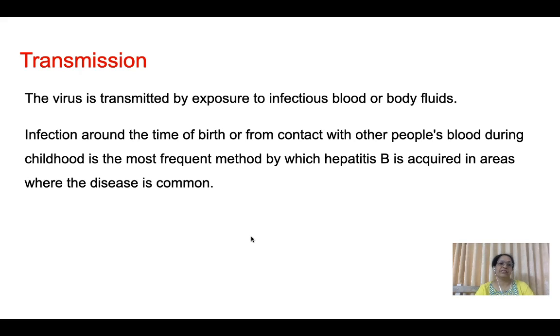How is this disease transmitted? Various ways are there, but the most important one is exposure to infectious blood or body fluids. Infection around the time of birth or from contact with other people's blood during childhood is the most frequent method by which hepatitis B is acquired in areas where the disease is common. So you can call it a congenital type of infection. That is, during birth there is an infection to the fetus.